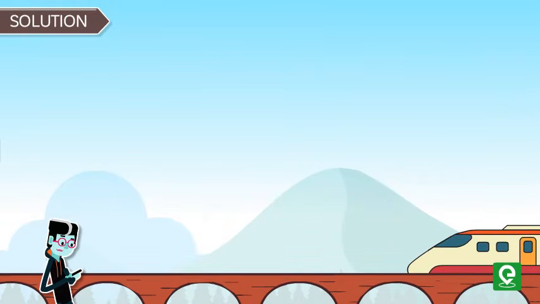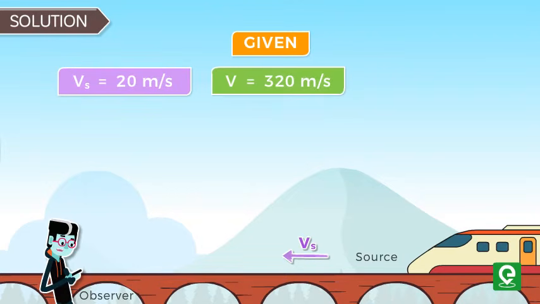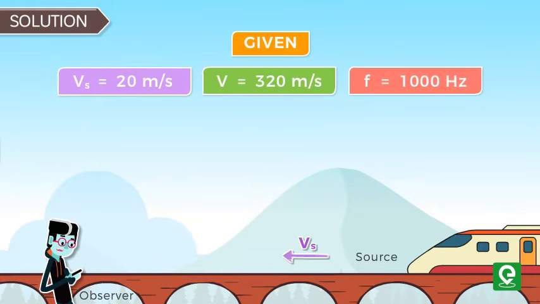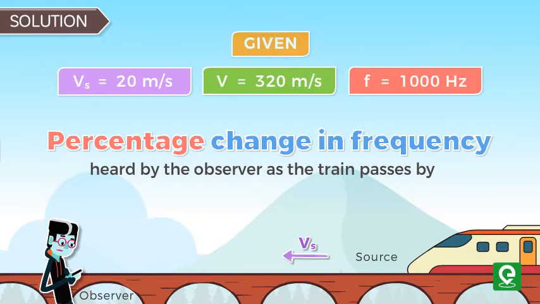Solution: from the question we can clearly identify that this is the case of a moving source, that is a train, and a stationary observer, which is a man. We are given the speed of train Vs equal to 20 meters per second and the speed of sound V is equal to 320 meters per second. The frequency of whistle F is equal to 1000 Hz. We have to find the percentage change in frequency heard by the observer as the train passes by.